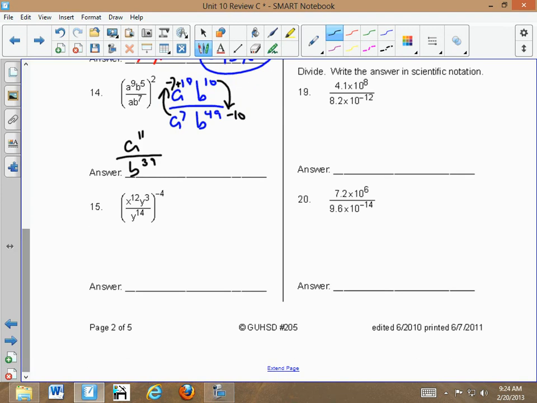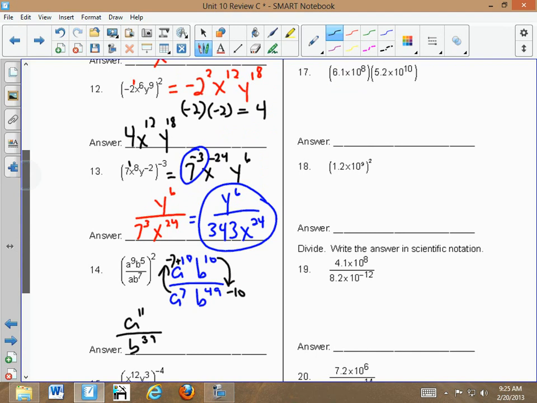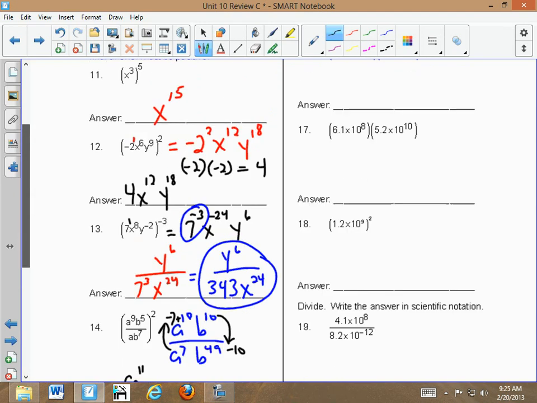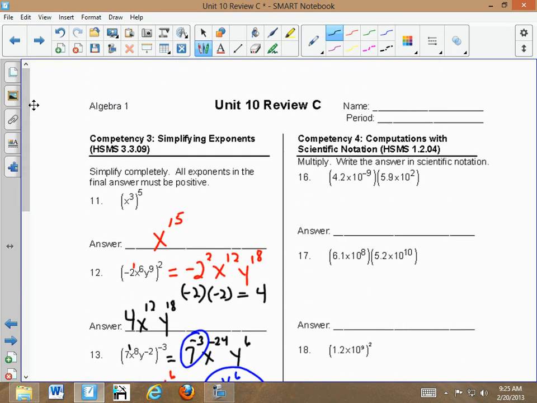15 is the exact same, except you're going to distribute the negative 4, just like I distributed the negative 3, and then you'll simplify. Okay, scientific notation.